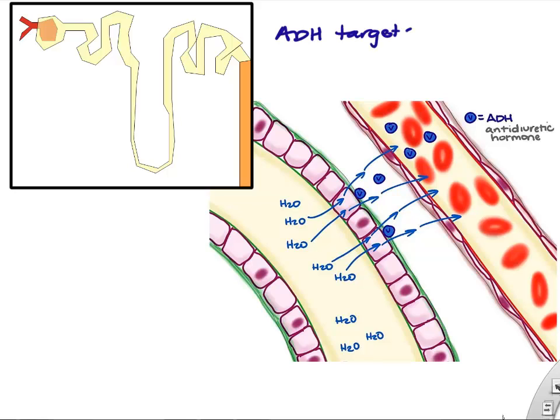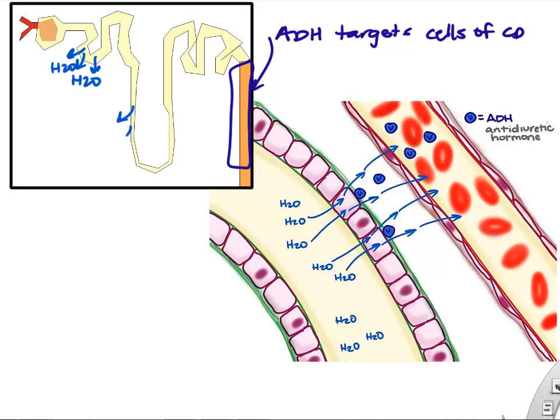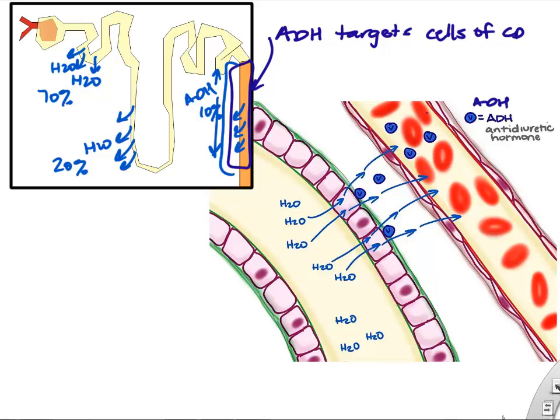So what does ADH actually do when it reaches the kidneys? It targets the collecting duct. So all the parts of the nephron, the proximal convoluted tubule, reabsorbs water. The loop of Henle reabsorbs water, and most of it's already reabsorbed there. But the amount that's left to reabsorb in the collecting duct, about 10% of the water, is actually under control of ADH.